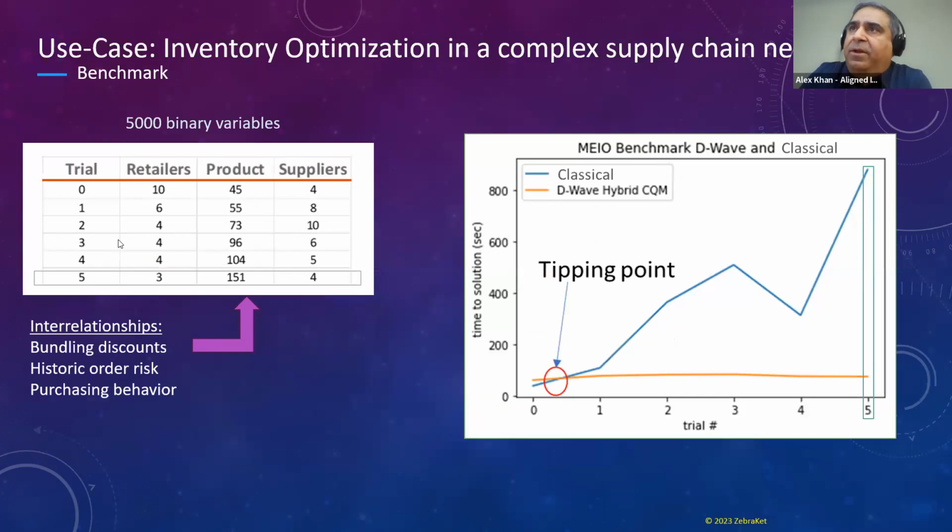What we found over here is that as we increase the number of retailers, products, and suppliers, as you can see, going from trial 0 to trial 5, there was very quickly a tipping point where the classical solver, which is Gurobi that we use over here, which is in blue, took much longer to solve this problem than if you use the D-Wave hybrid CQM. So D-Wave hybrid CQM pretty much takes the same amount of time, while the classical took much longer.